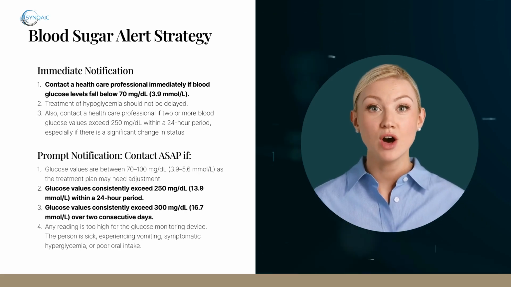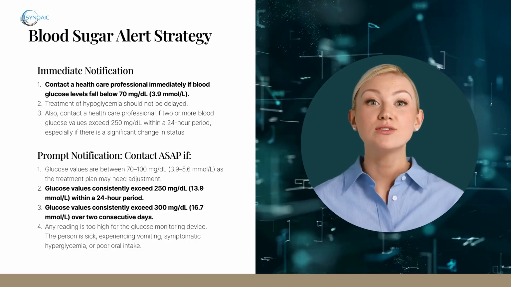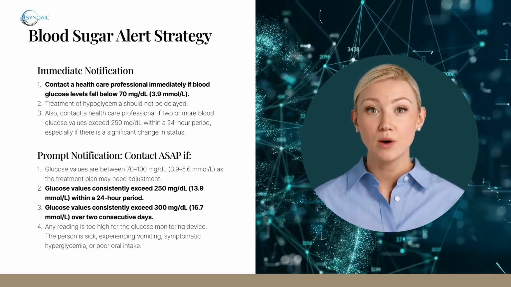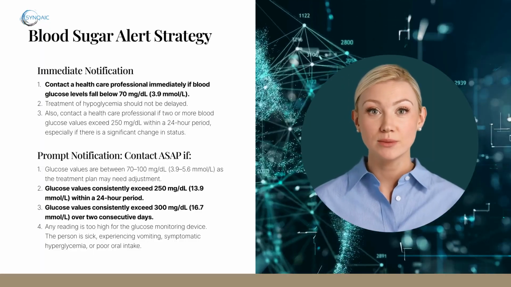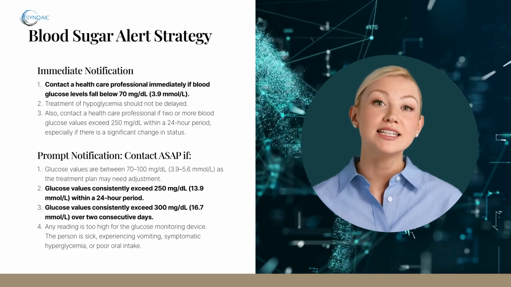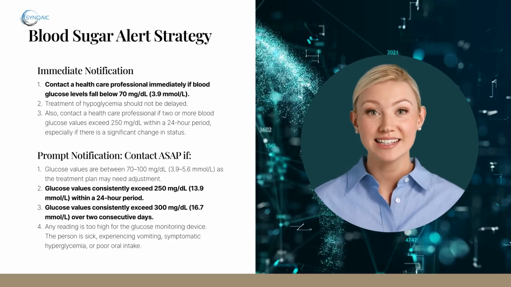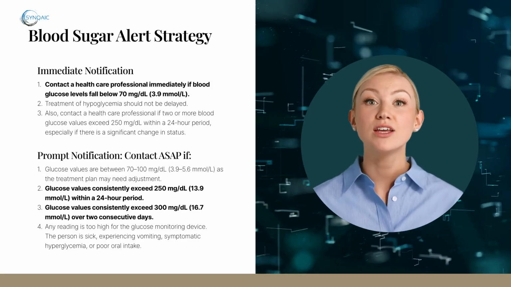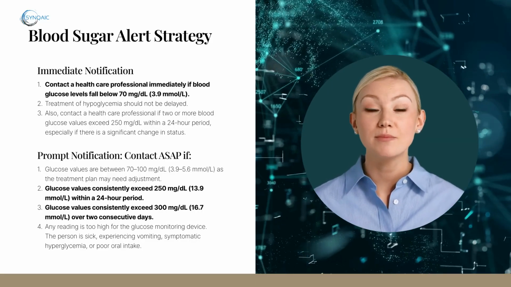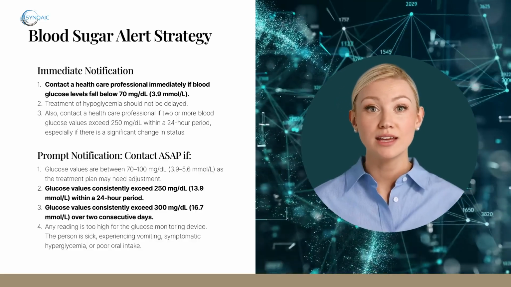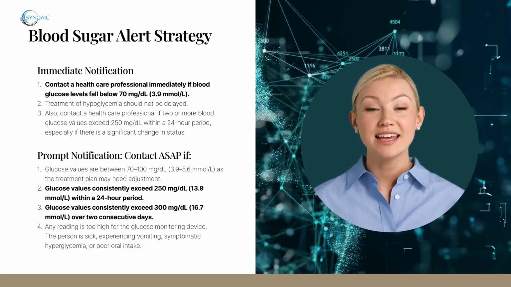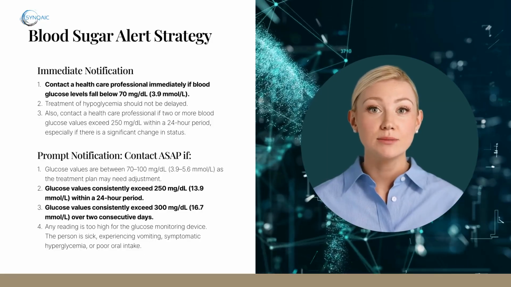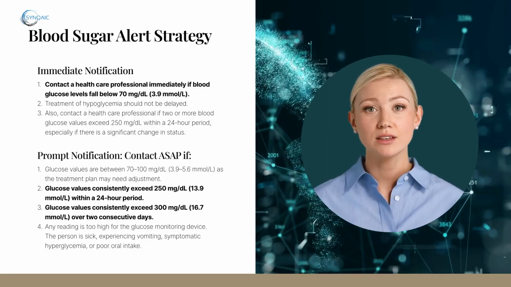Prompt notification. Contact as soon as possible if glucose values are between 70-100 milligram per deciliter, 3.9-5.6 millimole per liter, as the treatment plan may need adjustment. Glucose values consistently exceed 250 milligram per deciliter, 13.9 millimole per liter, within a 24-hour period. Glucose values consistently exceed 300 milligram per deciliter, 16.7 millimole per liter, over 2 consecutive days. Any reading is too high for the glucose monitoring device. The person is sick, experiencing vomiting, symptomatic hyperglycemia, or poor oral intake.